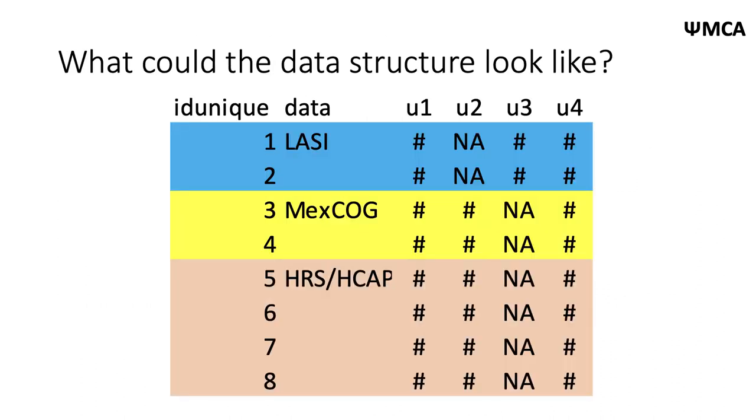So at this point, what would our data structure look like? Let's say that I'm going to try to harmonize the different HCAP studies that we have this week at the conference. So I've got an example cut of data. So the LASI-DAD study, let's say, administered indicators U1 and U3 and U4. So we have data from three indicators for the LASI-DAD participants.